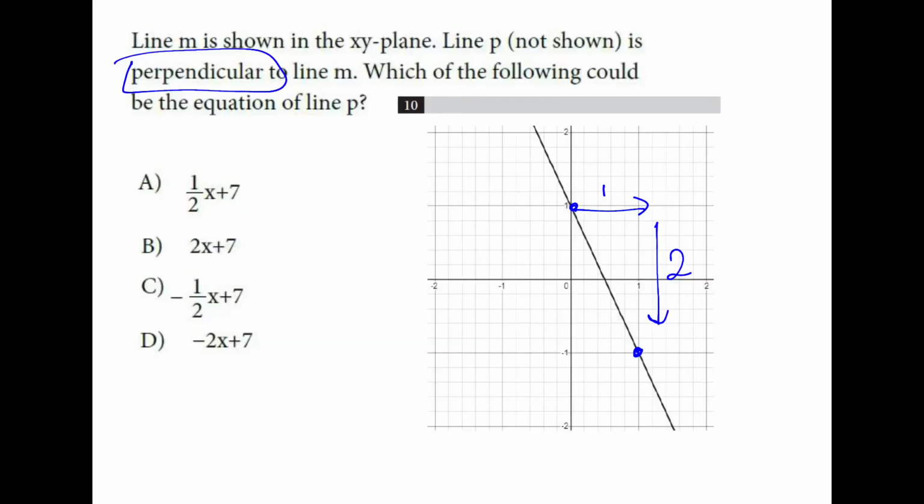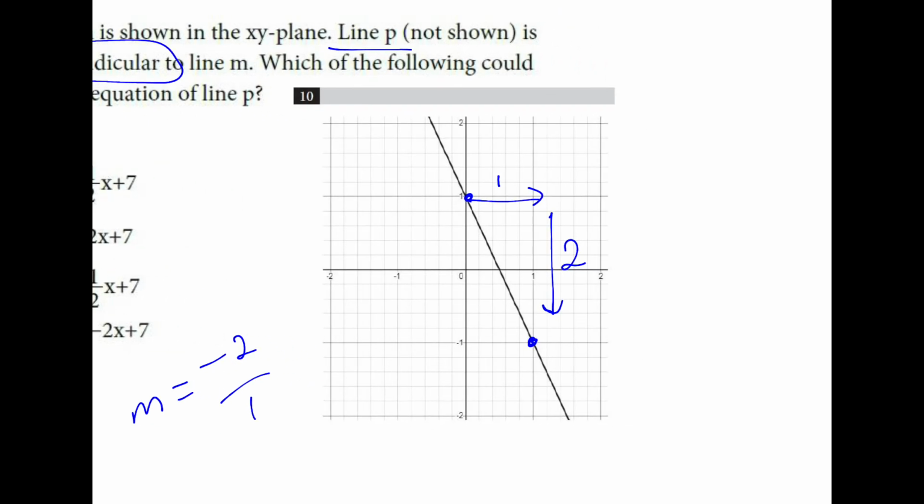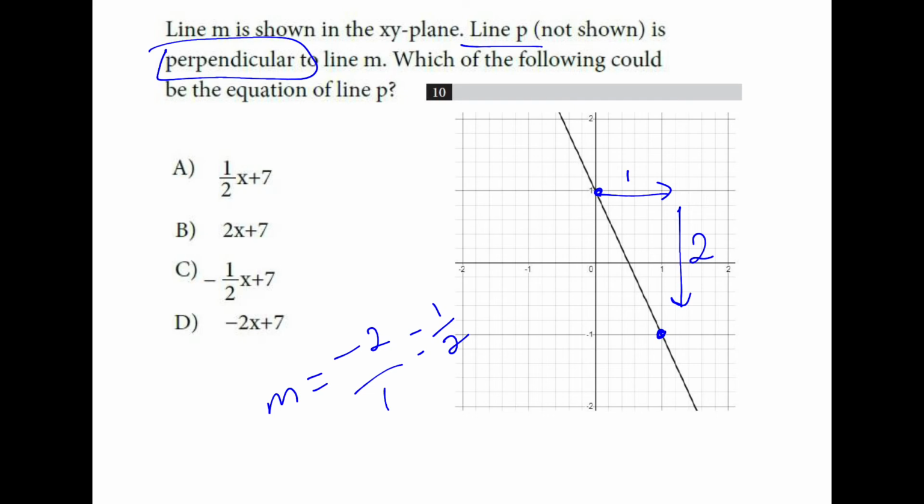So they show line M, and they're asking about line P, which is perpendicular to this line. So I start with the slope of line M, so I'm going down 2 over 1. So my slope is -2, and I could put -2 over 1. And remember, I take the opposite reciprocal. So I flip it, and I take the negative value, and it's going to be 1/2. So this is the only one that has a slope of 1/2. That's all I need to know.